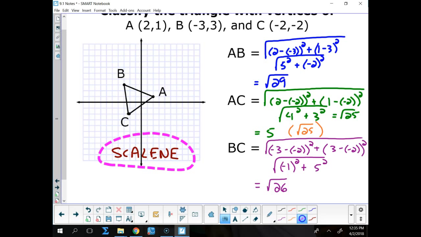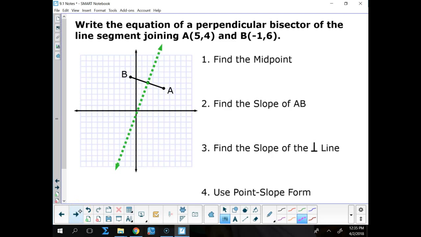Classic Lindsay. So how many rows do you have on homework? I think 2. Okay. Write the equation of a perpendicular bisector of the line segment joining A and B.